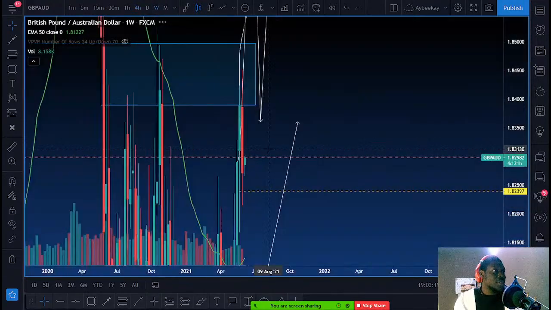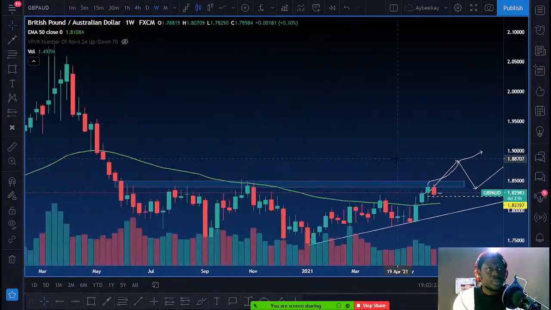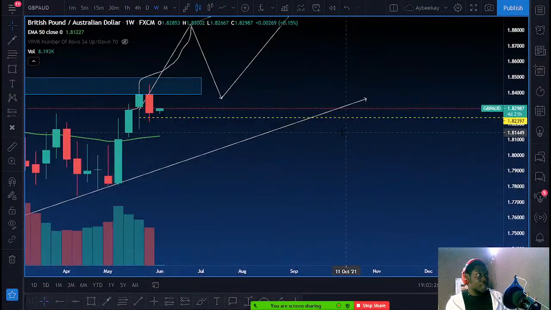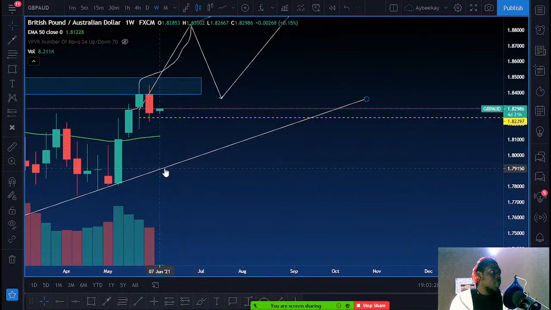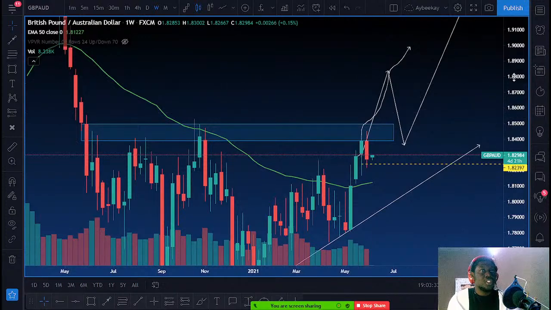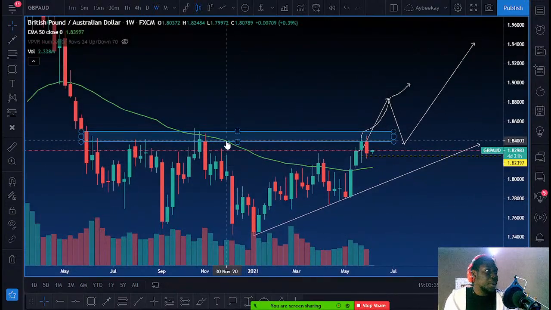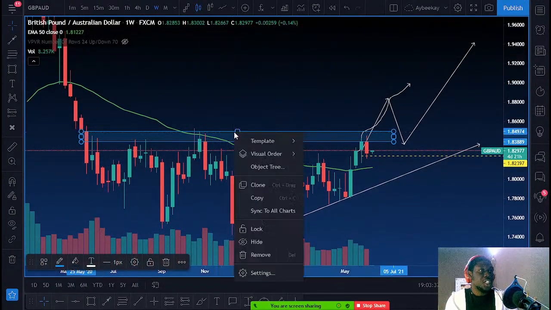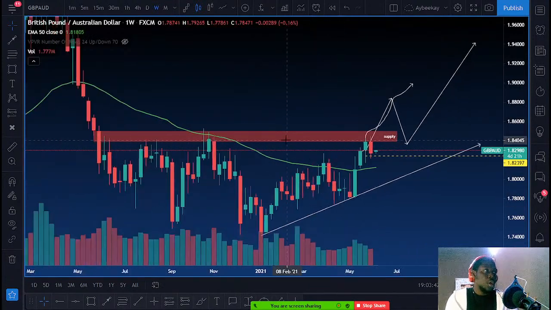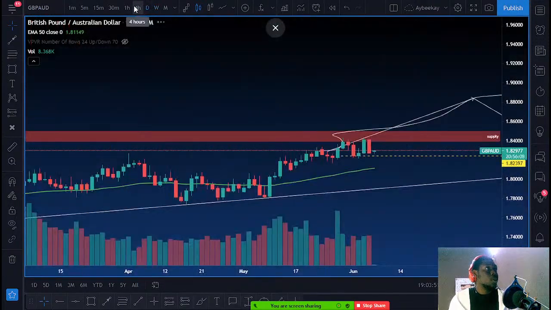Let me look at the weekly time frame real quick. The weekly time frame doesn't really alarm me that much to say that, okay, I'm not going to be bullish, but price is still rejecting on this supply zone right here. So I'm still waiting to see if price is going to break through this. Like I mentioned, it's what I've been wanting to see for the past couple weeks now.